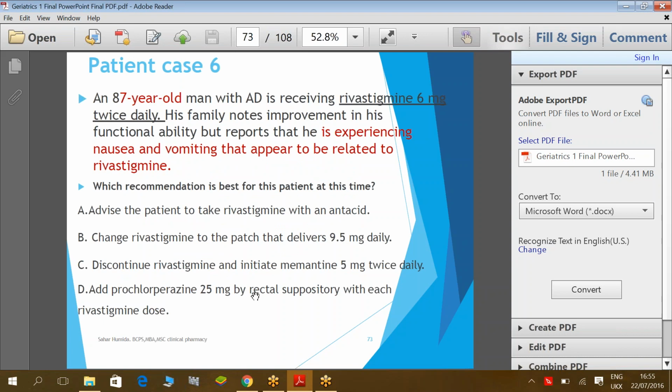87-year-old man with Alzheimer's disease receiving rivastigmine. His family notes improvement in functional ability, but they say that he is experiencing nausea and vomiting. Which recommendation is best for this patient at this time?